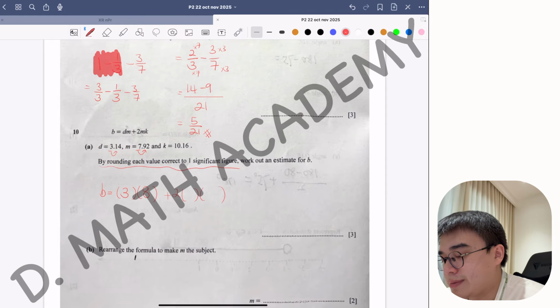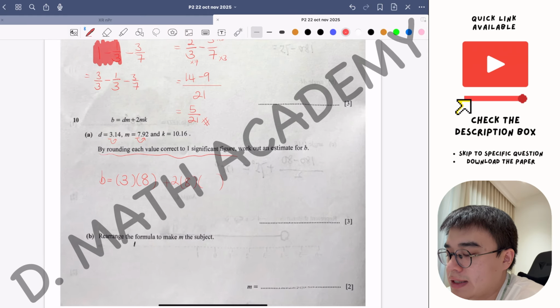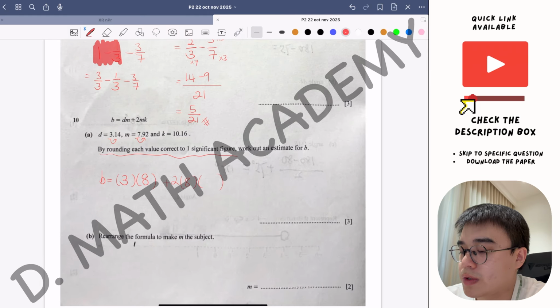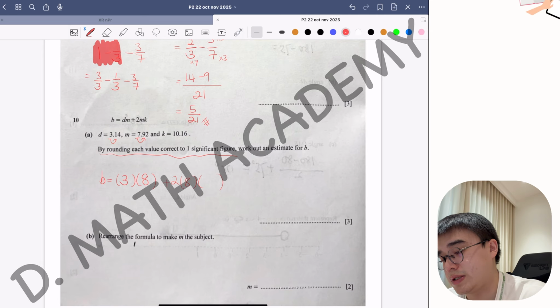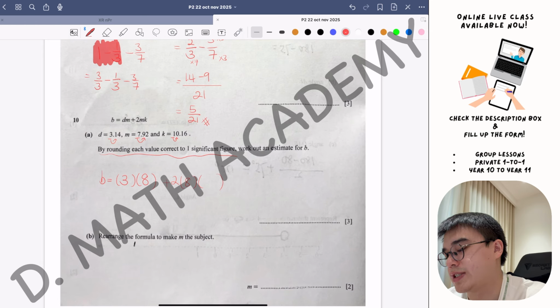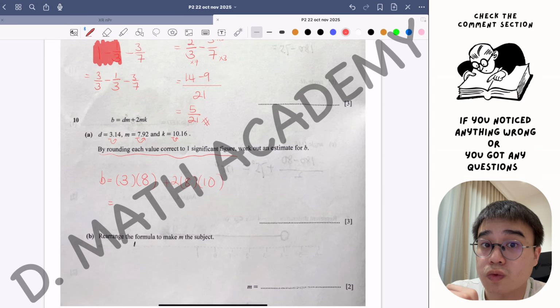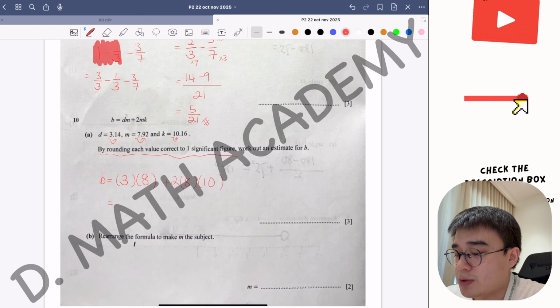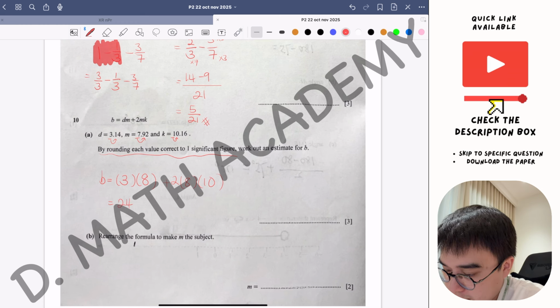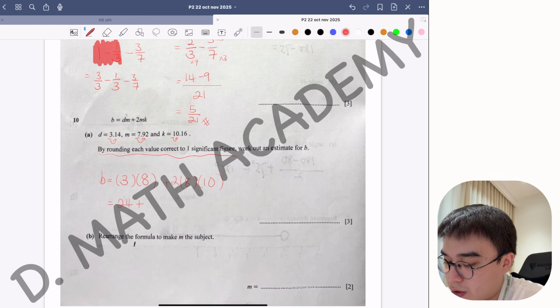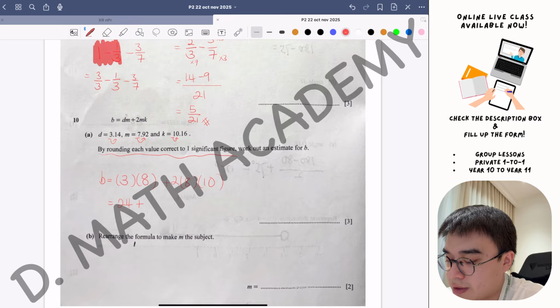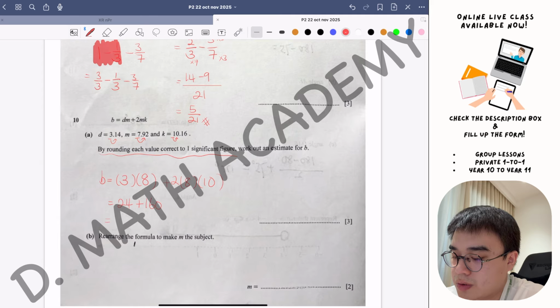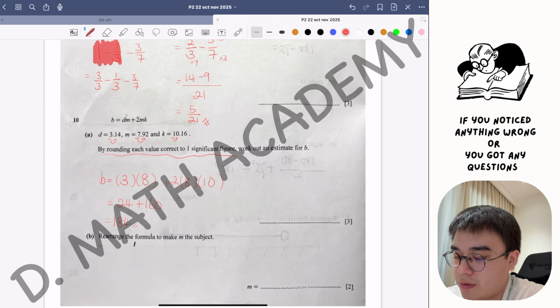Followed by using the M again, which is 8. Then lastly, the 10.16. So it will still be a 10. Please take note that some students will just write it as 1. That will be wrong. Do not make this kind of mistake here. So 8 times 3, and then multiply it accordingly. You have something like 160. In total, it will be 184.